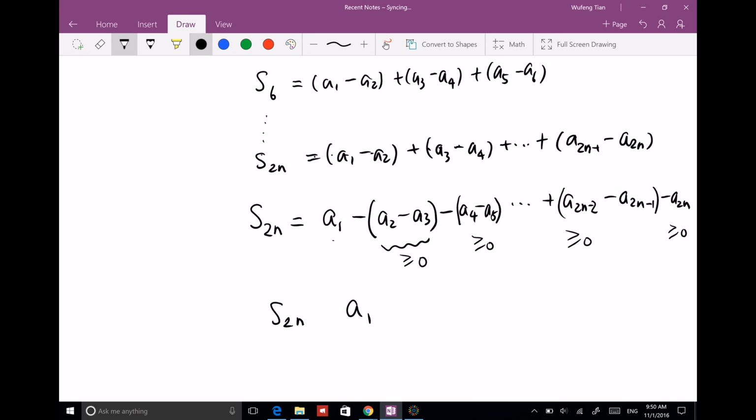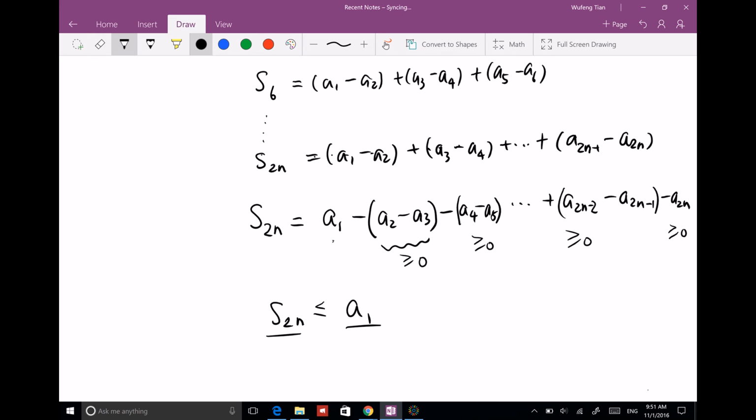So now I'm going to ask another student, can you tell me for S_2n and a1, which one is less than or equal to, or bigger than or equal to? Thea, could you please tell me? The question is, is S_2n less than or equal to, or bigger than or equal to a1? S_2n is a1 minus a lot of things. So basically, less than or equal to. Very good.